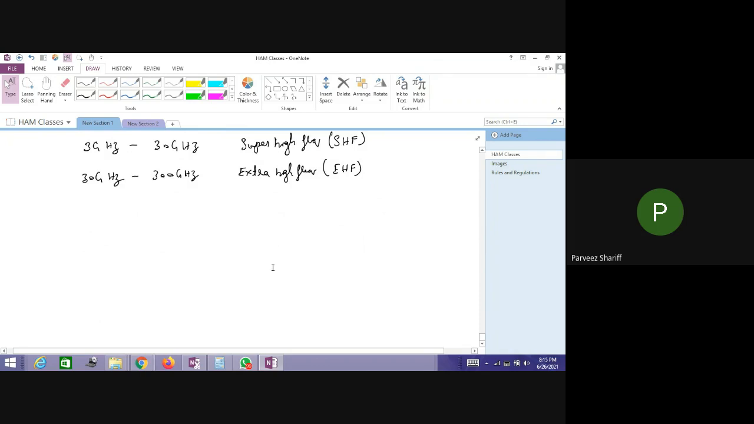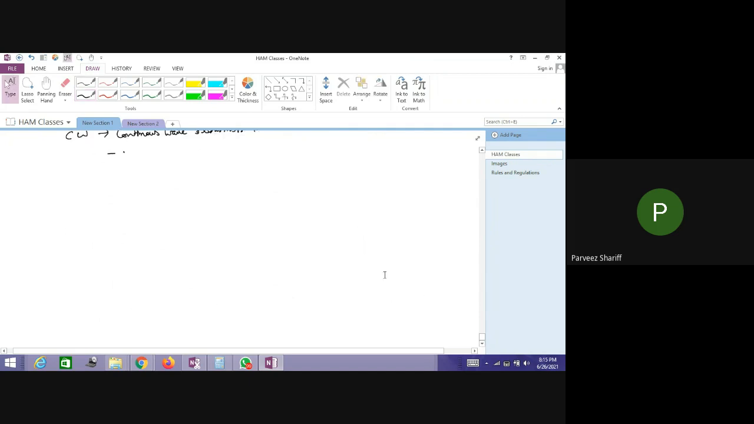So now let us take a simple transmitter and a receiver setup. This is for CW transmission. CW means it is continuous wave transmission. It means the dot and dash transmission, the Morse code transmission. For this, for example, I want to transmit in high frequency. Then what do I need is that I need a high frequency oscillator.